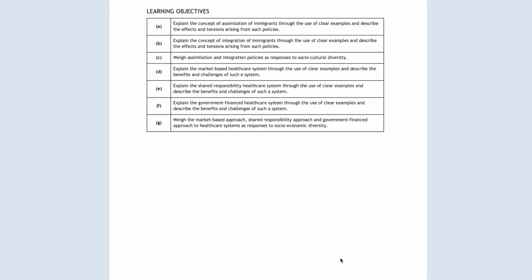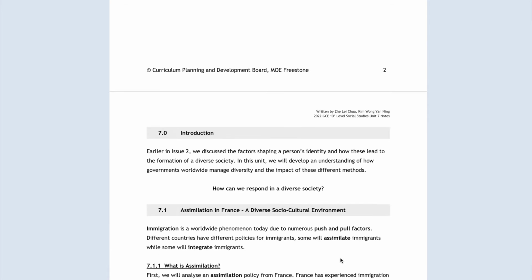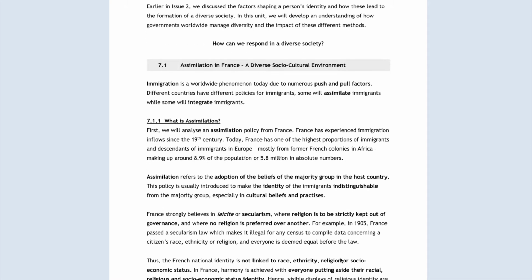As always, these are our learning objectives for this particular chapter. Alright, let's get straight into it. Today we're just going to learn about how we respond to diversity. In the past few chapters, we talked about why there is greater diversity and what some of the positive and negative impacts of diversity on a country are, focusing on Singapore. Today we're going to take a look at how we respond to it.